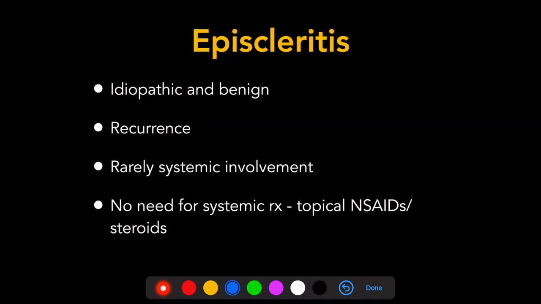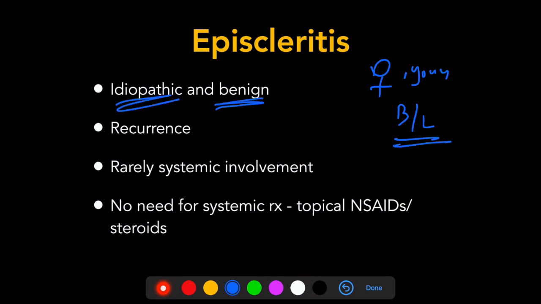So let's talk the details. Now we have learned the differences between these two very much mimicking conditions. Let us discuss some few details on it. Episcleritis most commonly occurs in females, a young female or a middle-aged female presenting as a bilateral idiopathic benign redness. The most important thing is the recurrence. Recurrence is the key history to ask in episcleritis.